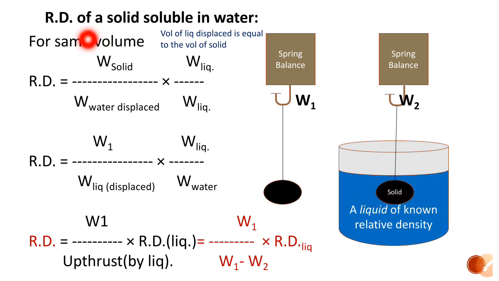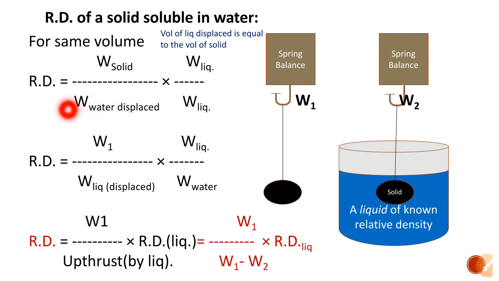So here the volume of this solid is equal to the volume of the liquid displaced. Whenever the solid is taken inside, some volume of the liquid is displaced, and that volume is equal to the volume of the solid, so we are taking equal volumes. The relative density is equal to the weight of the solid divided by the weight of water displaced, with the solid having the same volume as the water displaced. Now here we have multiplied with the weight of liquid.